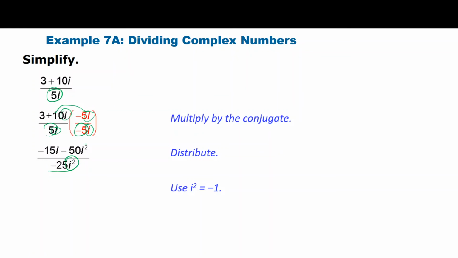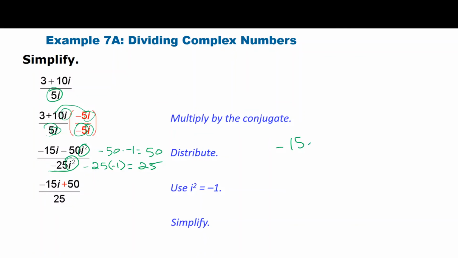So we have a couple of i squareds in here. So we have a -50 times a -1 is equal to +50, and -25 times a -1 is equal to +25. So now we can see our new numbers here. And now all we have to do is simplify. So we're going to say -15i over 25 plus 50 over 25. And I can see that 5 goes into 15 3 times, 5 goes into 25 5 times.